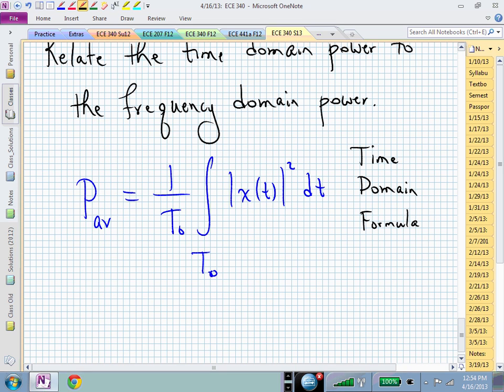Now, what we want to do is derive the average power in terms of the frequency domain description that we know exists for periodic waveforms. If I give you a periodic waveform, you have a periodic waveform. Now what do you know you can do with that waveform? You can find its Fourier series. Let's do that.